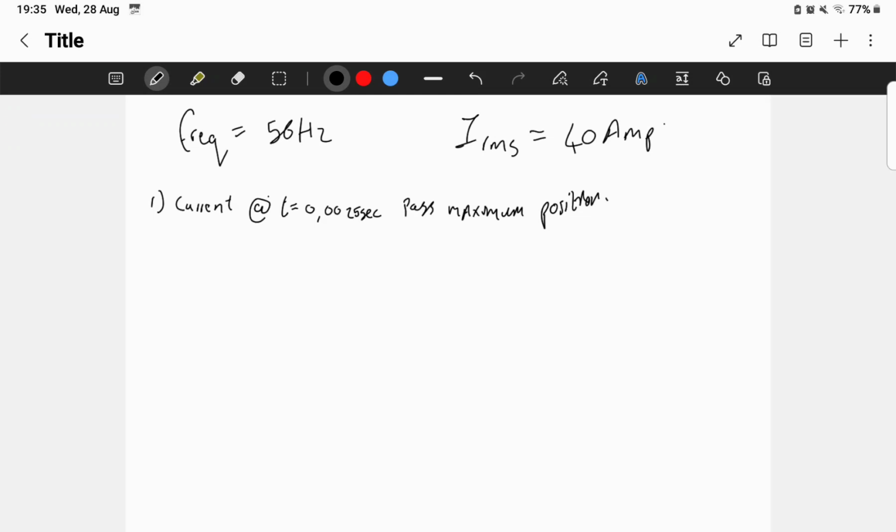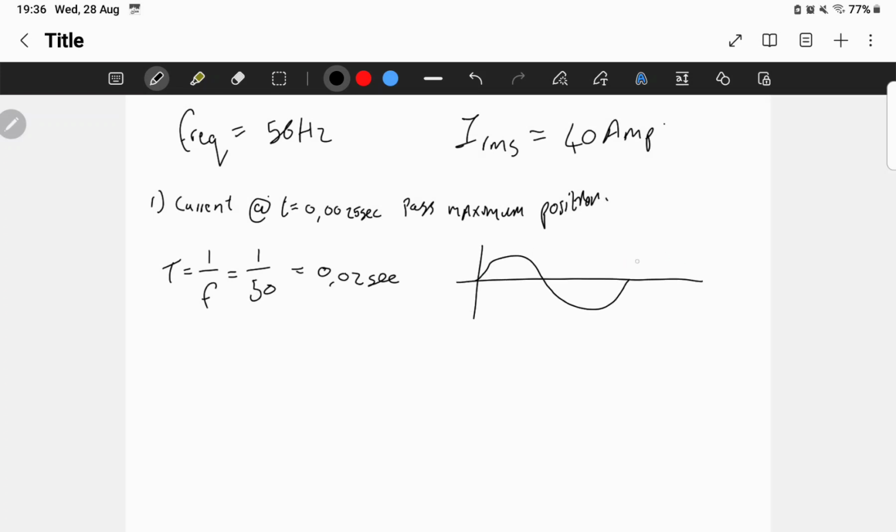To do that, you need to know that the period is equal to 1 over the frequency. So we have 1 over 50 hertz, which gives us a value of 0,02 seconds. When we draw our graph, which is normally a sine wave, we have t equal to 0,02, and if we halve that, we have 0,01, and our maximum is at 0,005, and our minimum is at 0,0075.